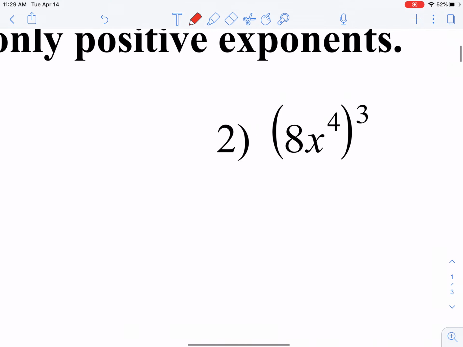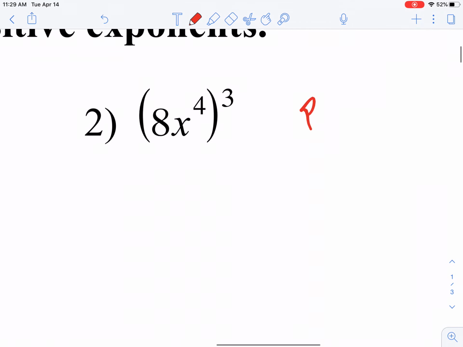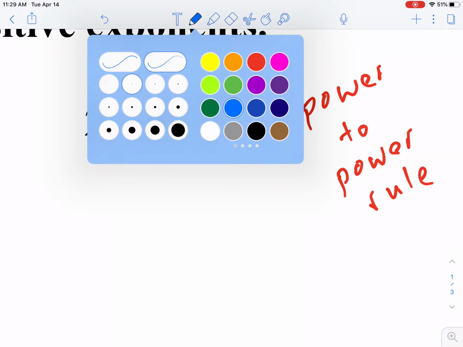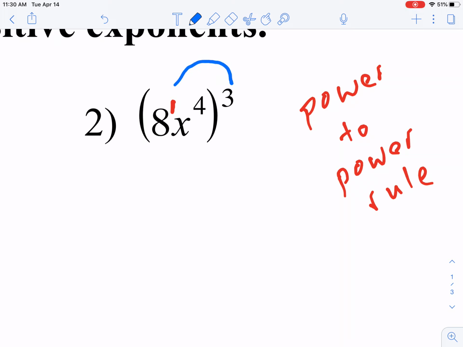The second rule that we learned was called the power to a power rule. What it states is that you can multiply the exponents if they have the same base. One thing you need to be careful about is that the number 8 actually has an exponent of 1. It's just not written there. So when you do this, you take the 3 on the outside of the parentheses and multiply it by the exponents on the inside, so that you end up getting 8 to the 3rd and x to the 12th.